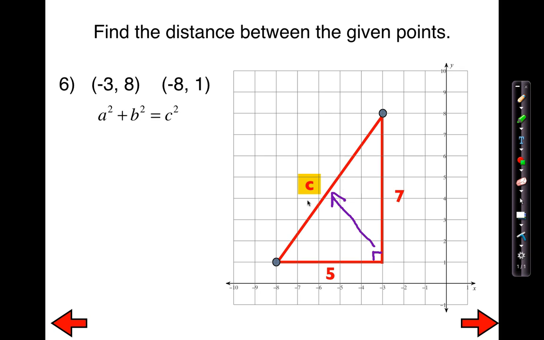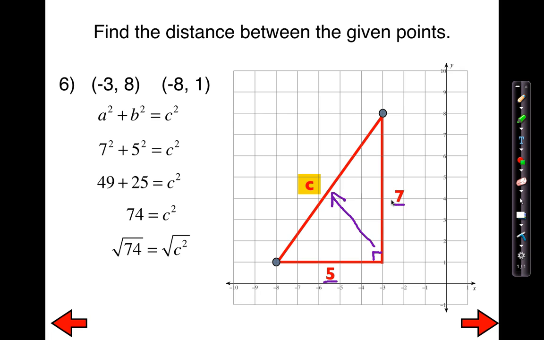So I'm going to plug in my legs for the right triangle, which is 5 and 7. Leaving me with 7 squared plus 5 squared equals C squared, which is 49 plus 25 equals C squared. Simplifying it again, I'm going to end up with 74 equals C squared. We're not quite finished. We're going to have to take the square root of both sides to isolate C. So we have the square root of 74 equals C. Approximating to the nearest tenth, you should have ended up with C is approximately 8.6 units.